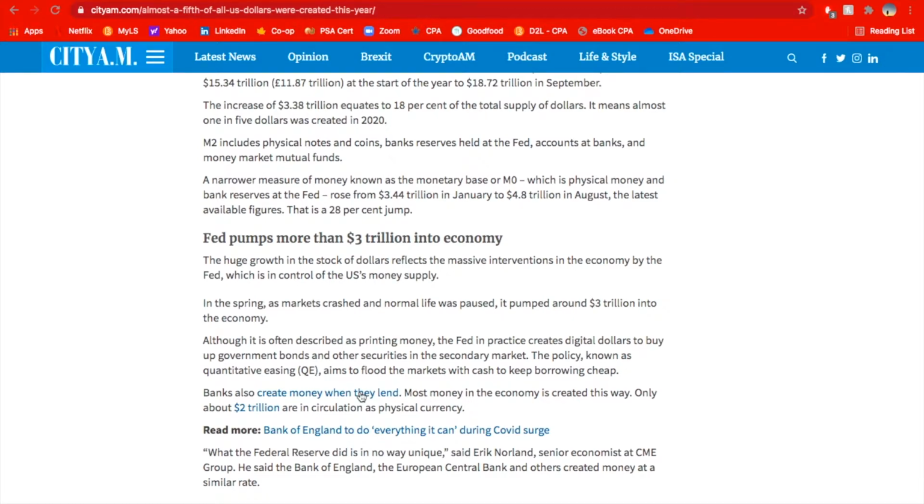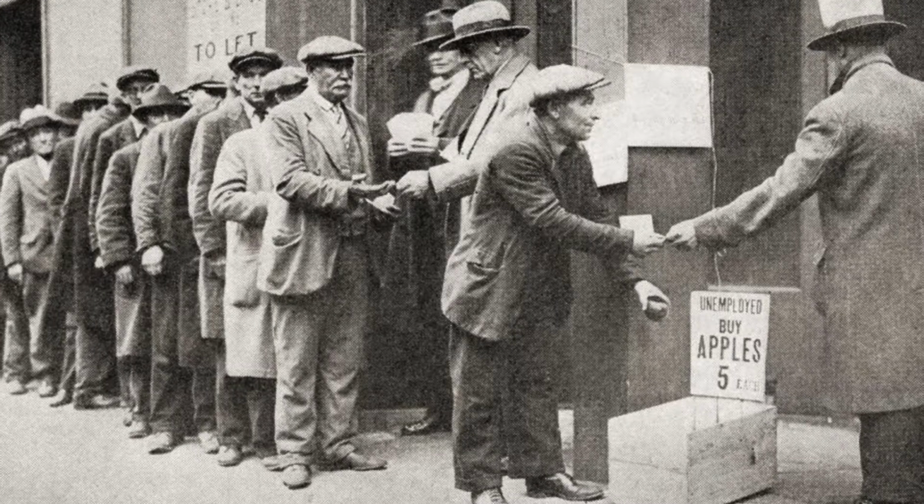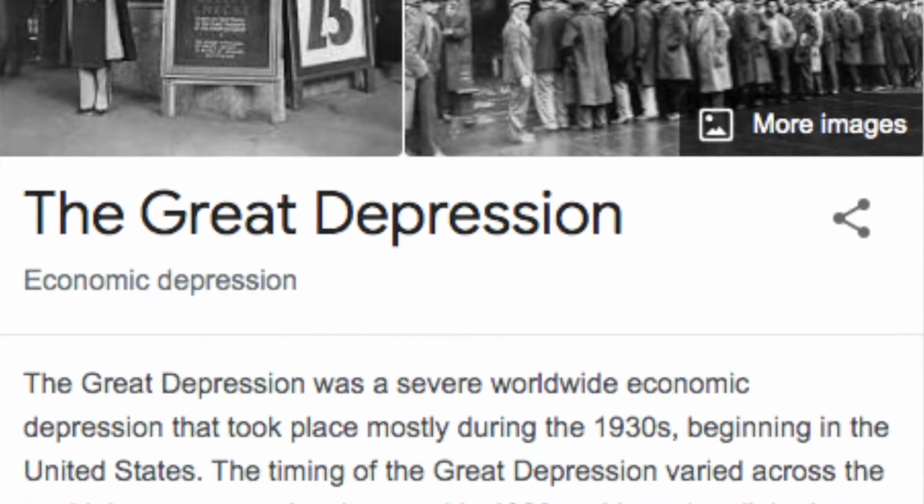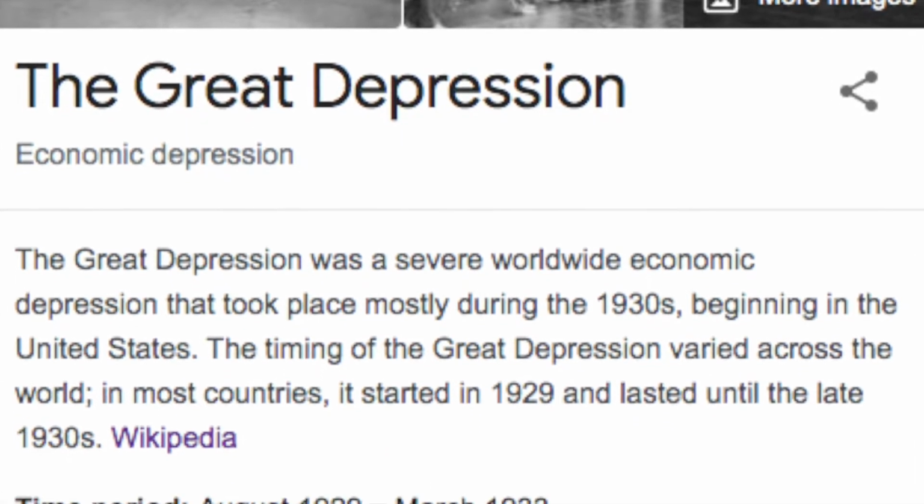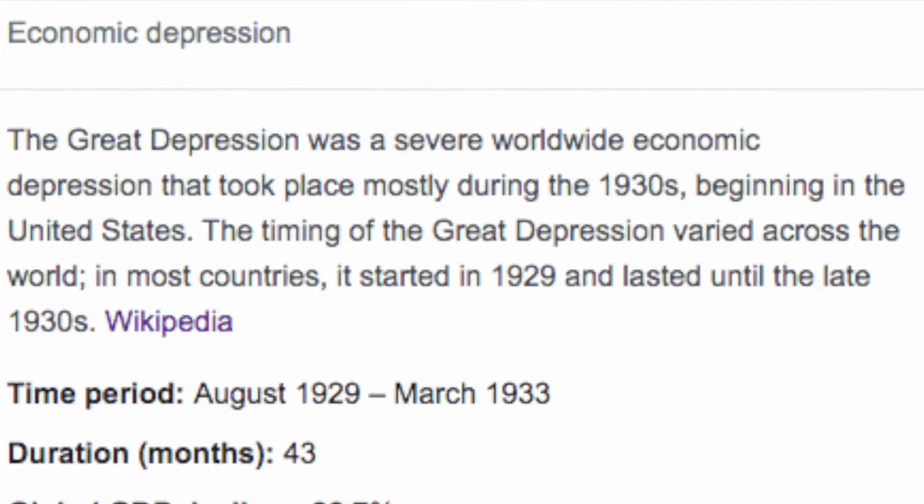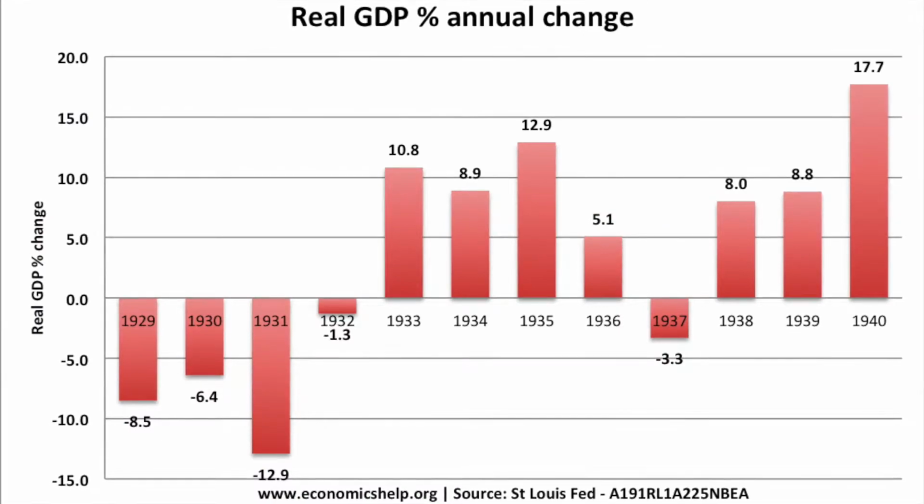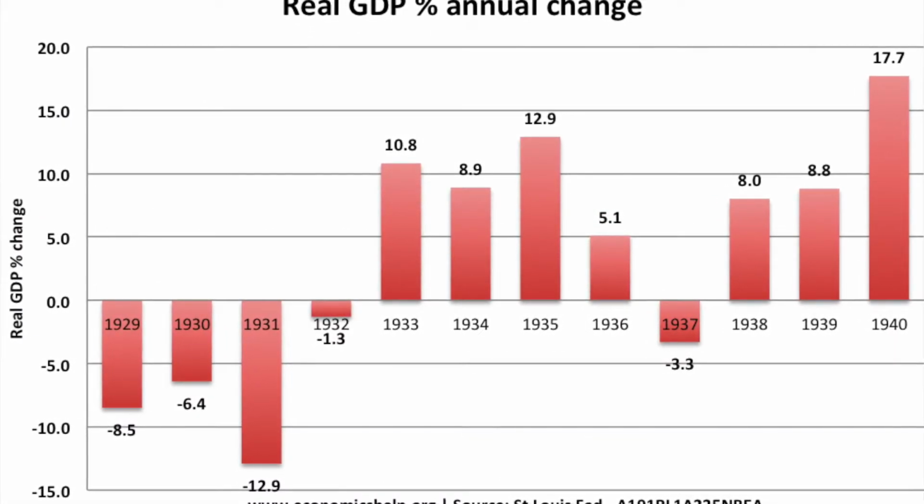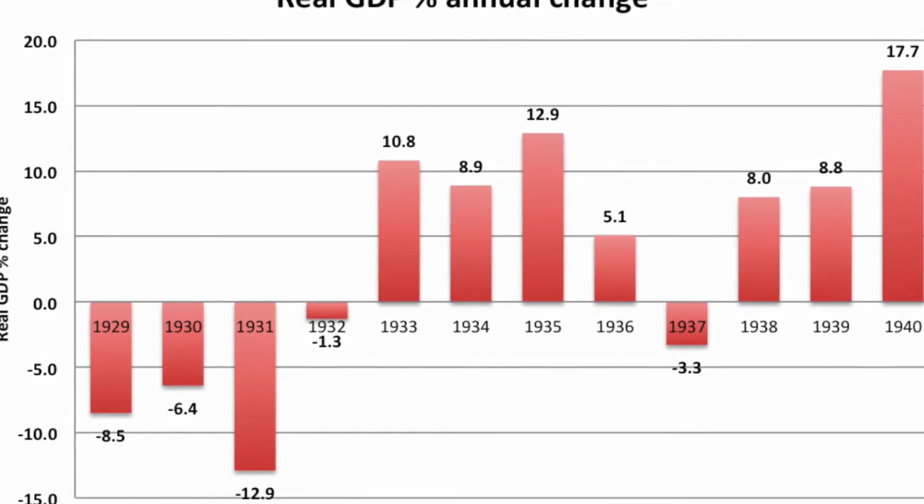To explain it, I'm going to give you a quick history lesson and go back to the Great Depression. The Great Depression, as I'm sure a lot of you are aware, started in the late 1920s and carried on into the 1930s and is arguably the worst economic downturn the world has ever gone through, certainly since the industrialized era, and it can be evidenced by how much GDP dropped in those years.